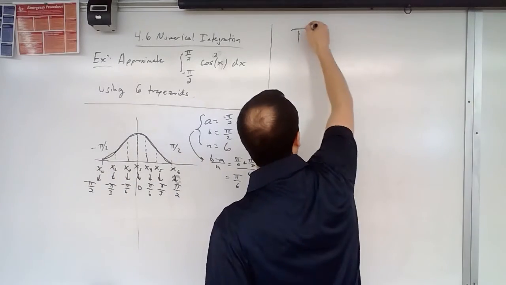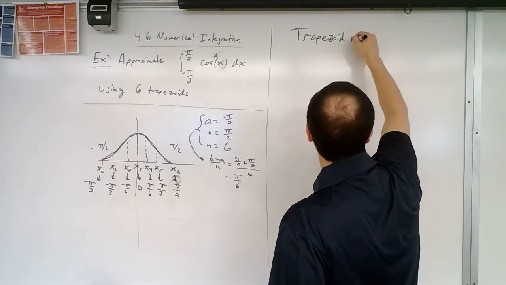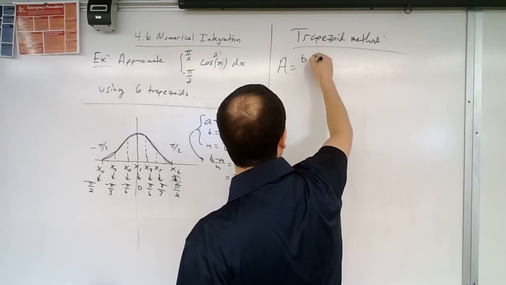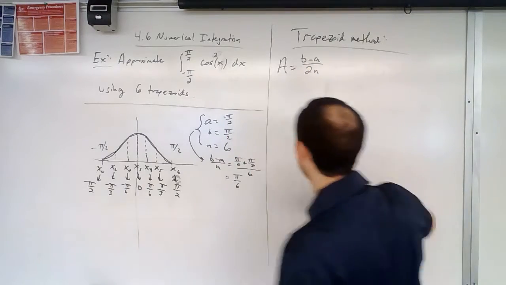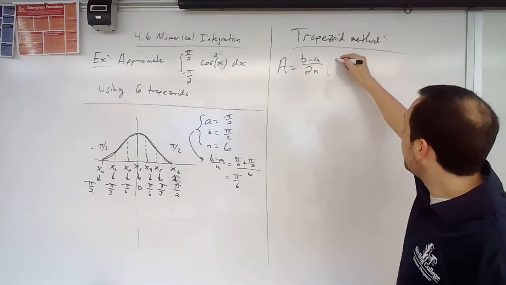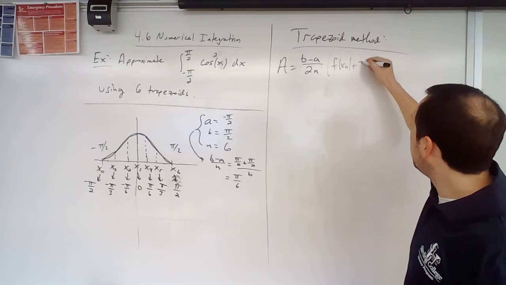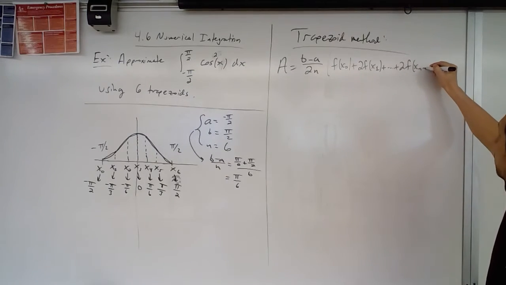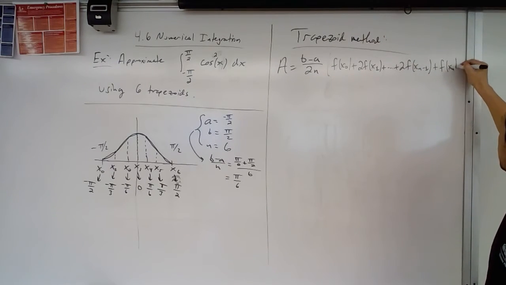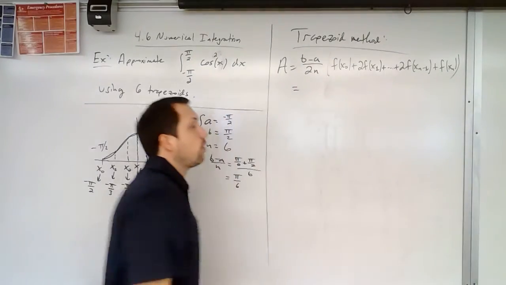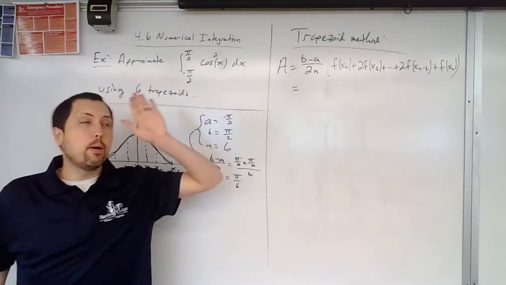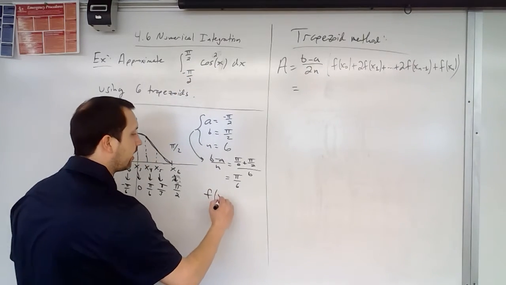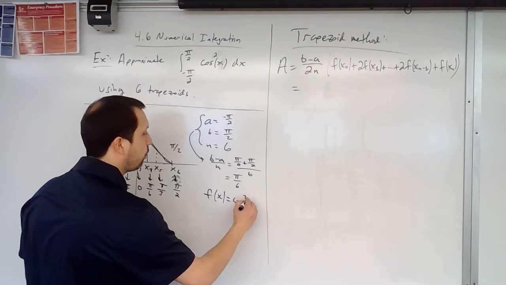So the trapezoid method. We said the area was b minus a divided by 2n, and multiply this by f of x sub 0 plus 2 times f of x sub 1 plus all of these plus 2 times f of x sub n minus 1 plus f of x sub n. So I plug in everything that I know based off of this being my function. My function, my f of x, is really cosine squared of x.